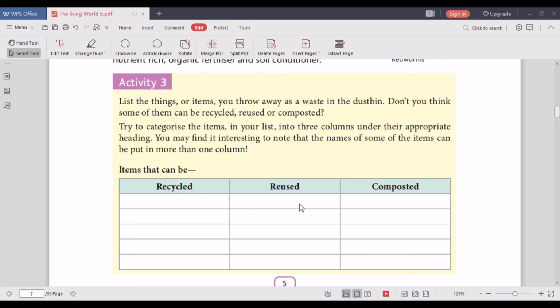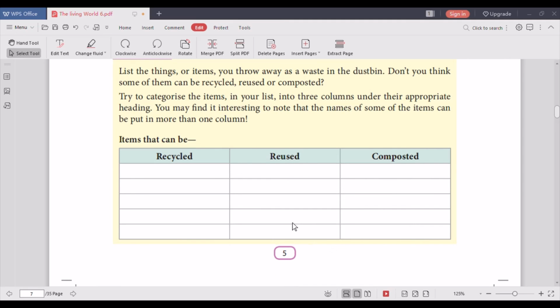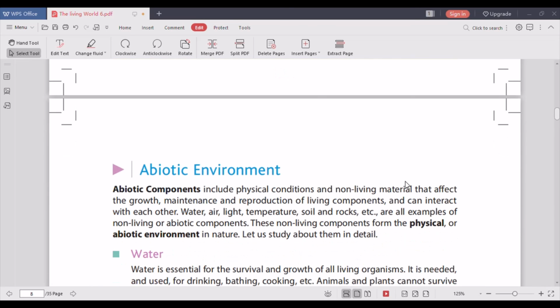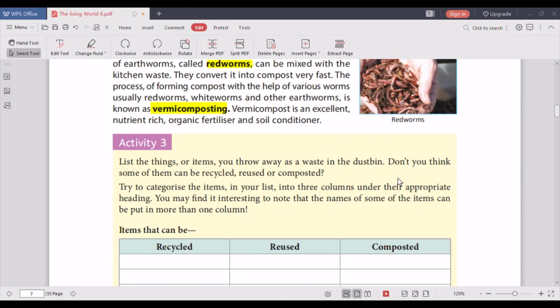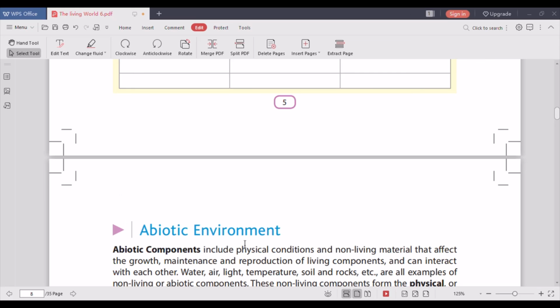So here, the items that are recycled, items that are reused and items that are composted, you write the names of these. So recycled, that is plastic bottles, reused, bottle or jar of glass, compost, kitchen waste. So here only, the abiotic component we will study in another video.